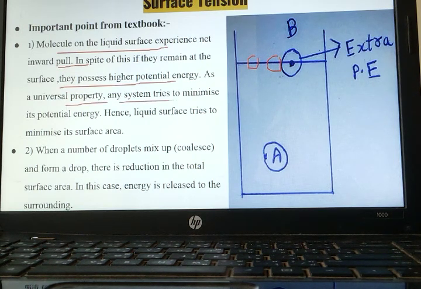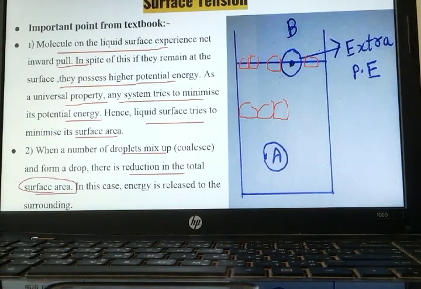Universal property: any system tries to minimize its potential energy, like we have already discussed. All the particles, all the molecules will try to minimize their potential energy. Hence, the liquid tries to minimize its surface area. When a number of droplets mix up, as you might have seen, what will happen? They will reduce their surface area and thereby reduce their surface energy by releasing it.